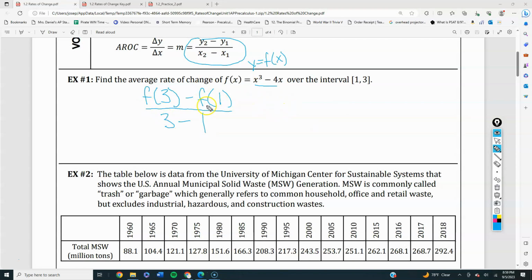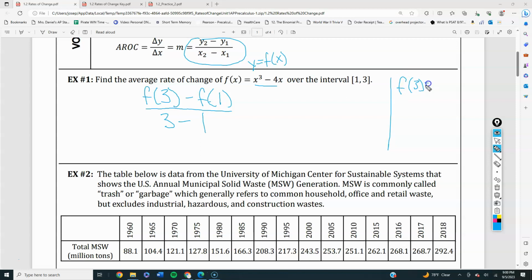Now, can I reverse the order of my 1 and my 3? Yes. Will I get the same answer? Yes. But usually in calc world, we start with the second term. We do our b minus a, some would say. So I'm going to do this little sidebar to help me out.